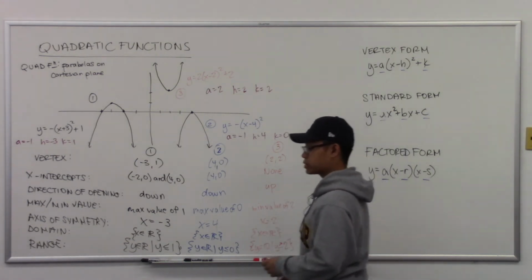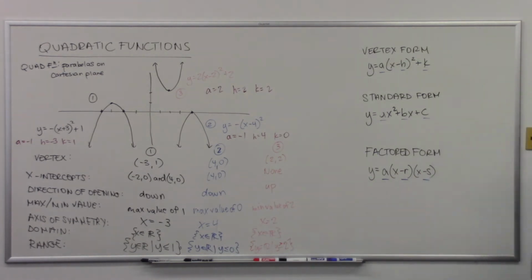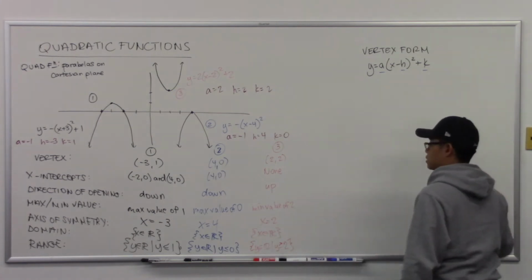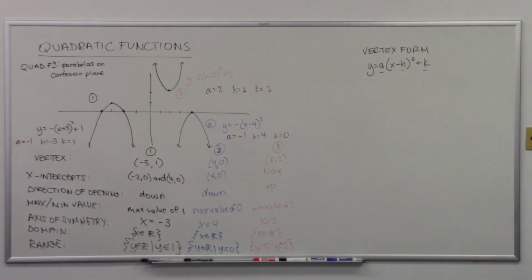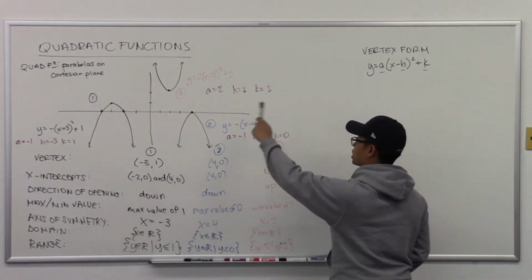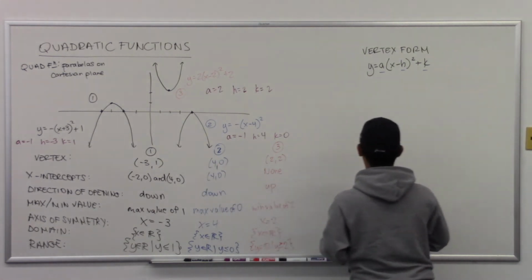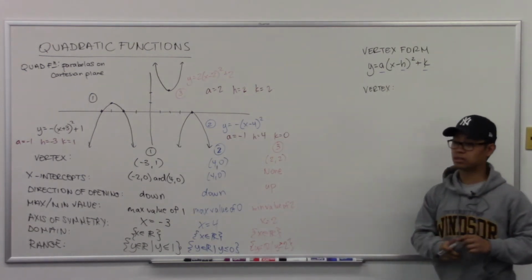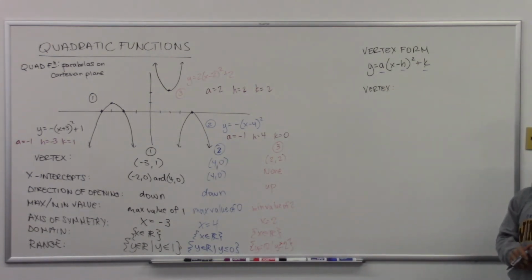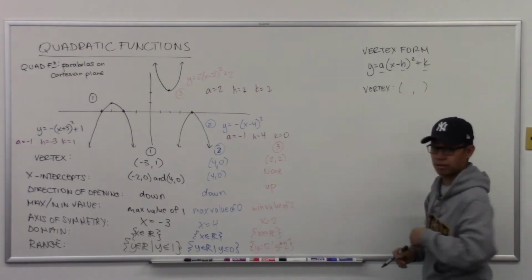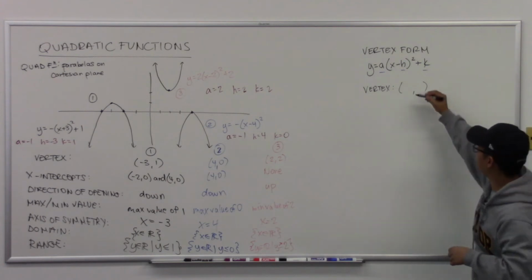So let's talk about vertex form. How can you tell what your vertex is? Compare the A, H, and K values from this. Compare that to the vertex. How can you tell what the vertex is? I'll let you think, don't answer yet. So how do you think you know what the vertex is? Yeah, very good. It's the H and the K.